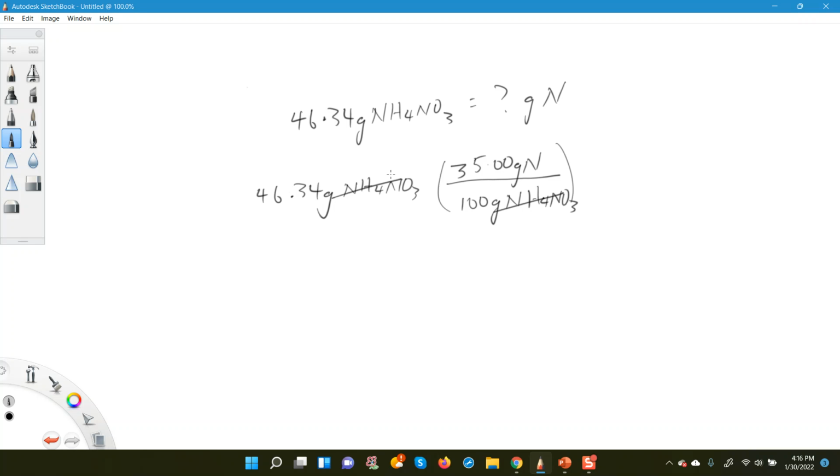So let's see what that gives. That's 46.34 multiplied by 0.35. So the answer I got for the grams of nitrogen present is 16. Let me see how many sig figs. 4 sig figs. 16.22. So the answer here will be 16.22 grams of nitrogen that is present in this much ammonium nitrate. Okay, so that's basically how we do this particular example.